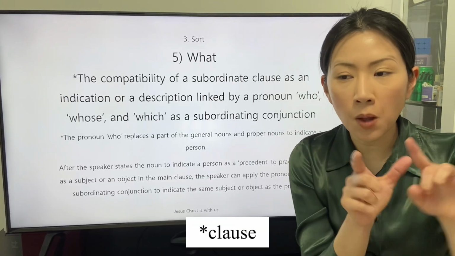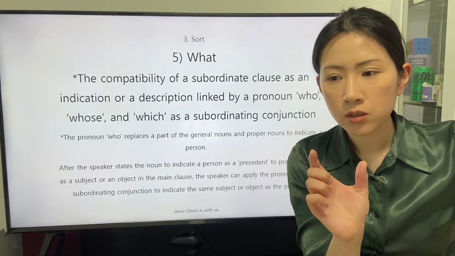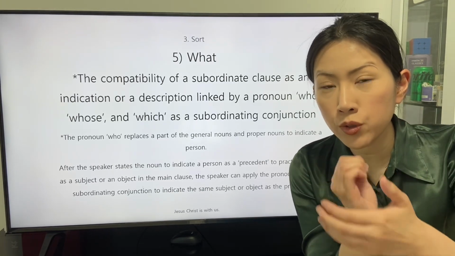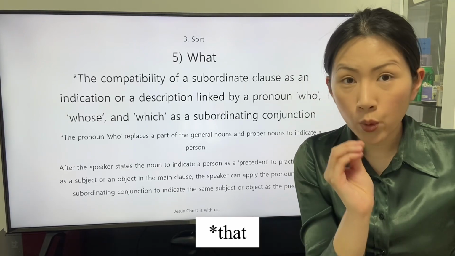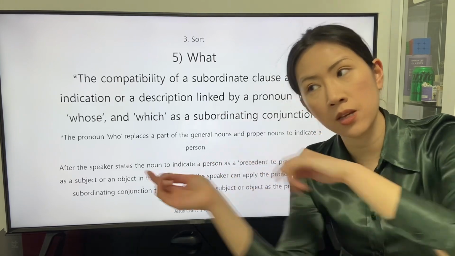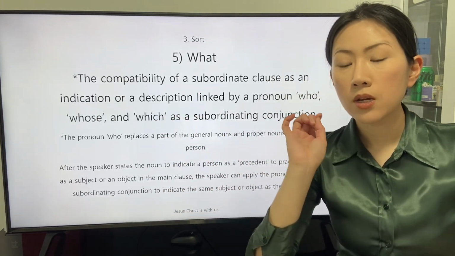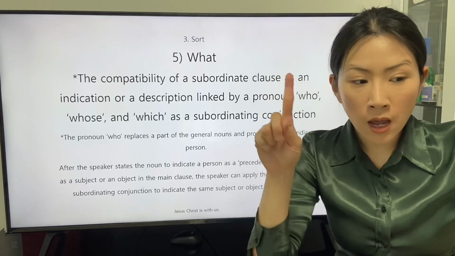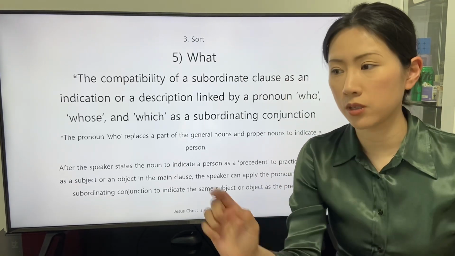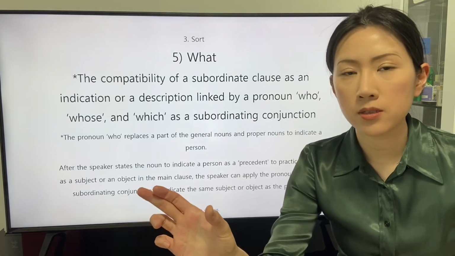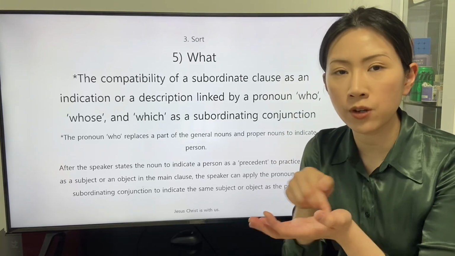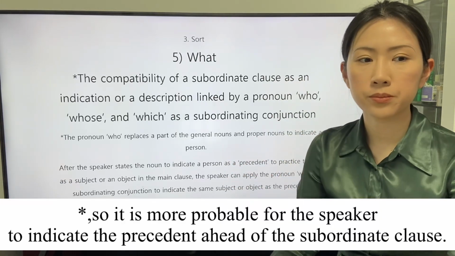the subordinate clause has the form to describe the pronoun who, whose, or which indicates the same subject or object with the precedent in the main clause. The entire subordinate clause has the trait as a description for the precedent. The pronoun indicates a small range of the subject or object.